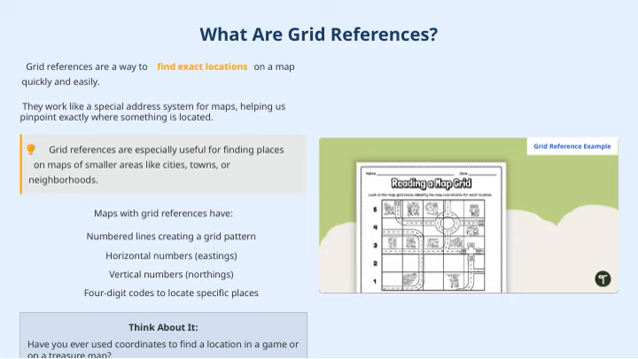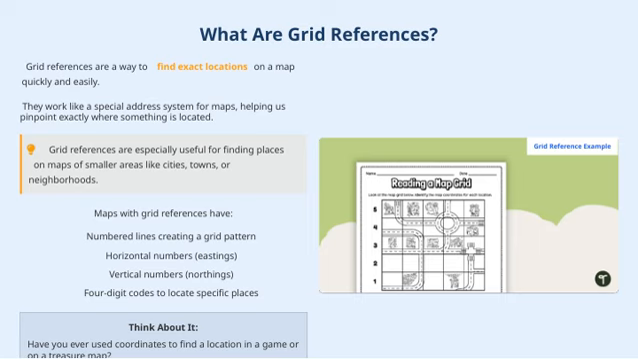Maps that use grid references have a pattern made up of numbered lines. These create a grid. There are horizontal lines called Eastings and vertical lines known as Northings. By combining these, we get 4-digit codes that help us locate specific places precisely.